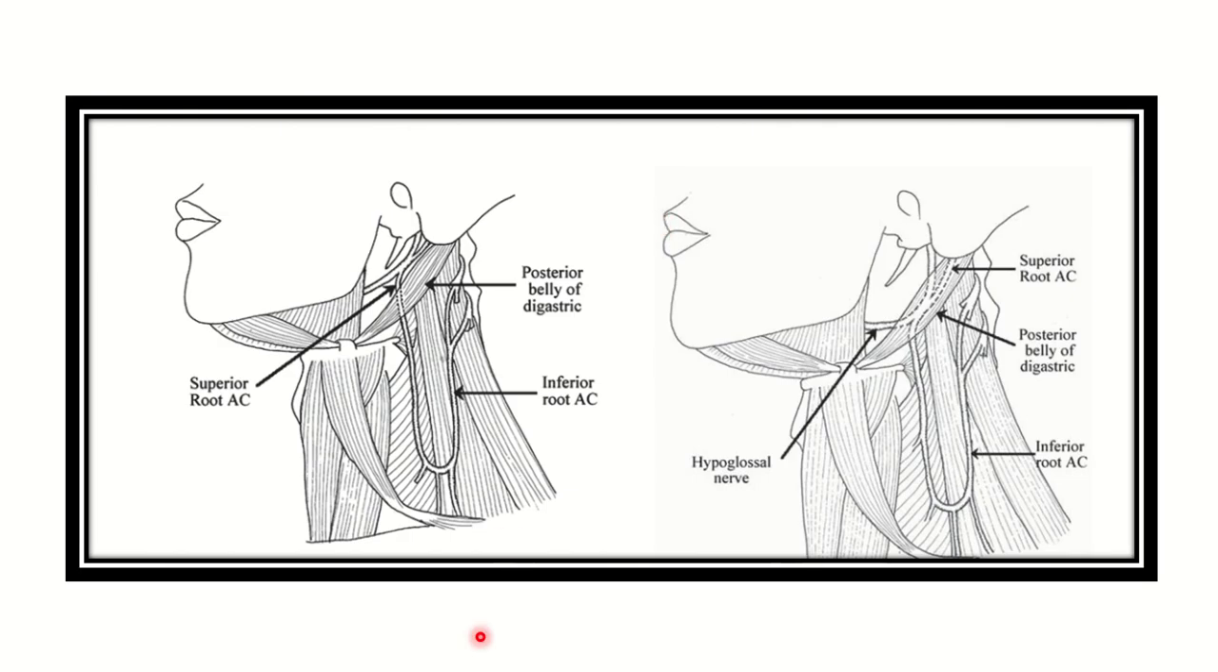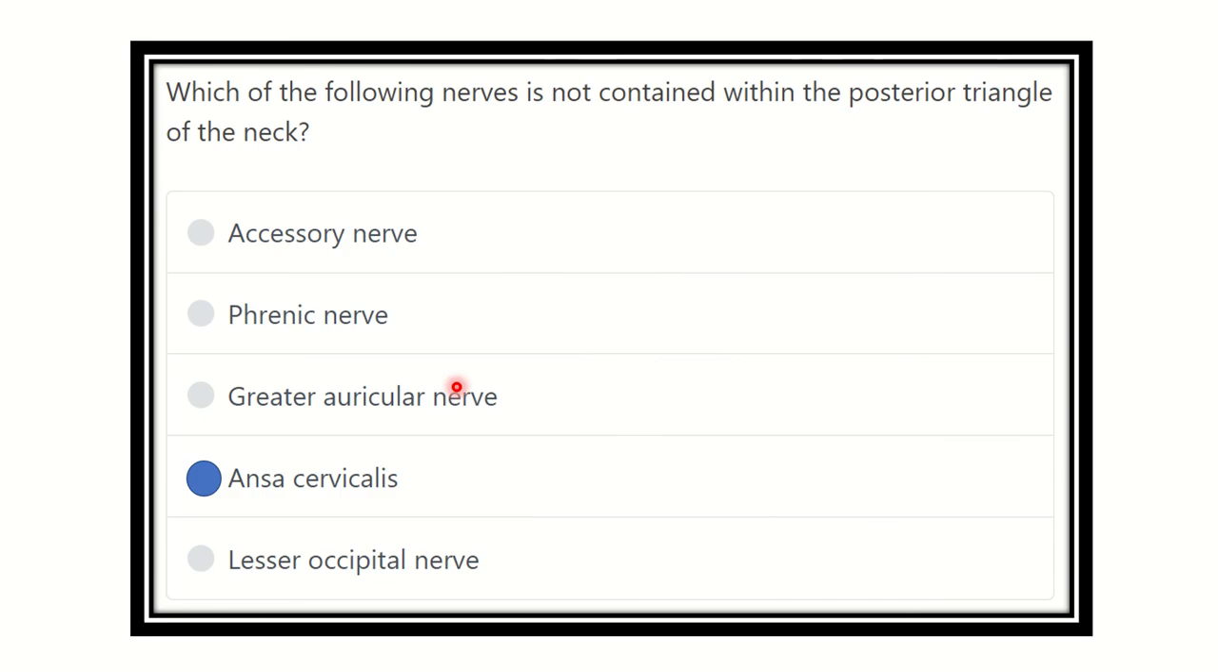So here in another picture we can see the different structures here, and we can see this is the ansa cervicalis, which is more superficial, so it is not located here. Here we can see the hypoglossal. The hypoglossal lies more above, so it is also not located within this place. So here our final answer is the ansa cervicalis, because ansa cervicalis is not located in the posterior triangle of the neck.